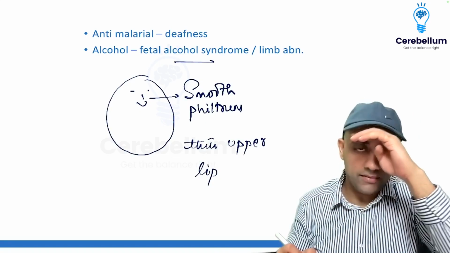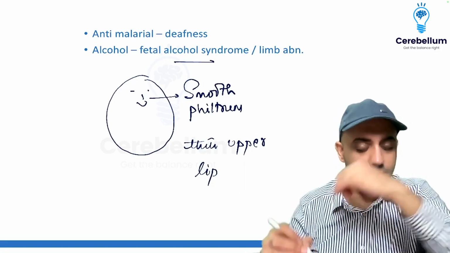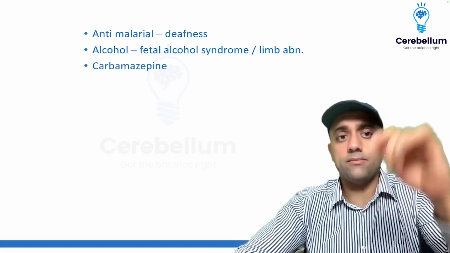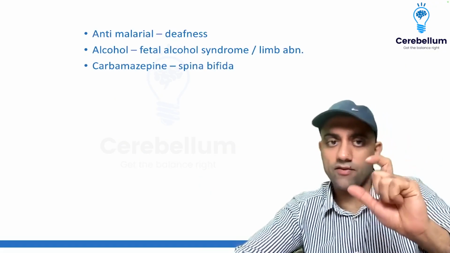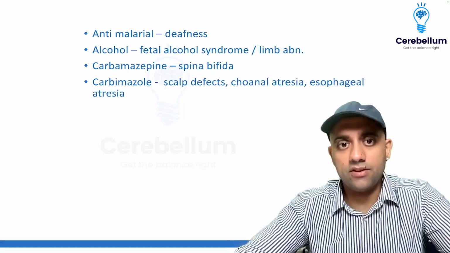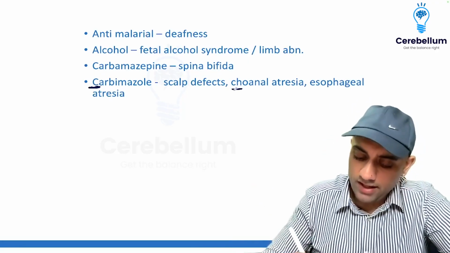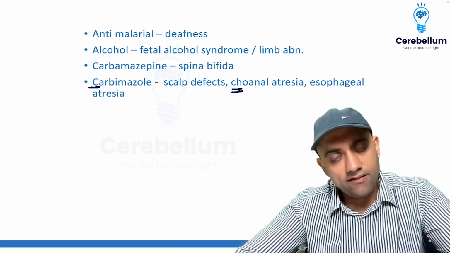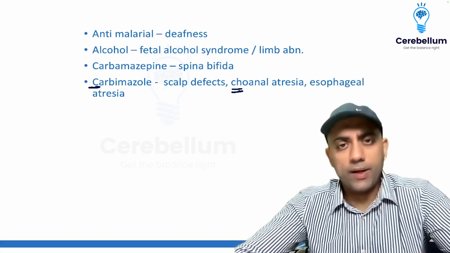So if the mother has taken anti-malarials, the baby can have deafness. If the mother has taken alcohol, the baby can have fetal alcohol syndrome. If the mother has taken carbamazepine, the baby can have spina bifida. C for cervical, C for carbamazepine, C for spina bifida. If the mother has taken carbimazole, remember only one thing, C for carbimazole, C for choanal atresia. This is like a one-liner which I'm talking. If the mother has taken X, the baby can have Y, like that.